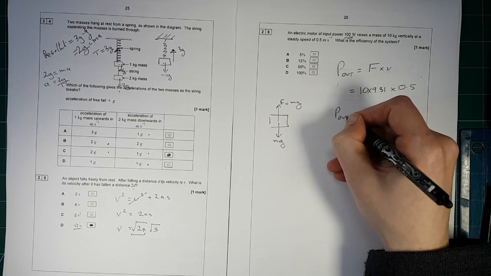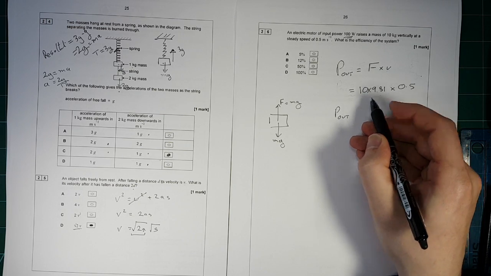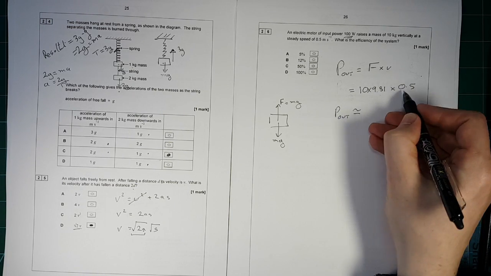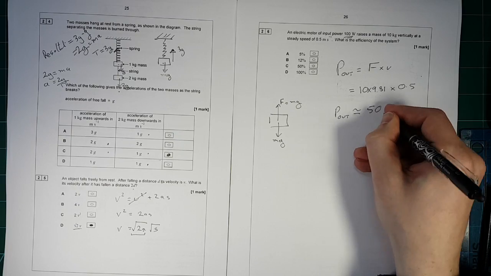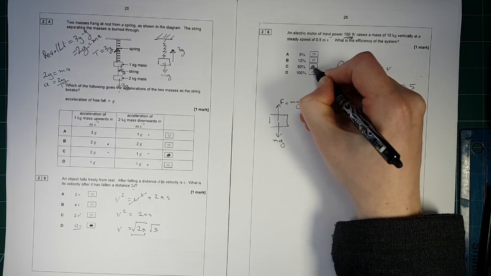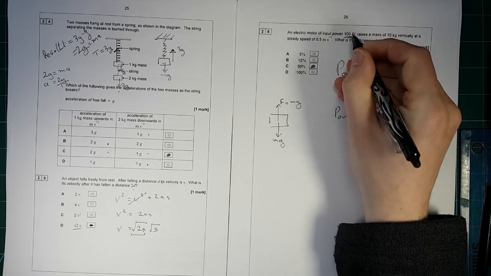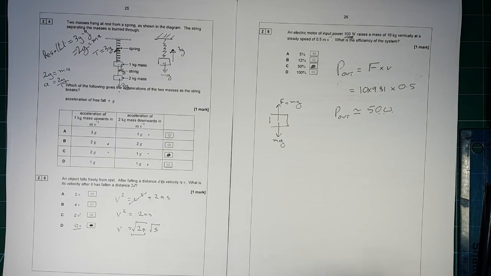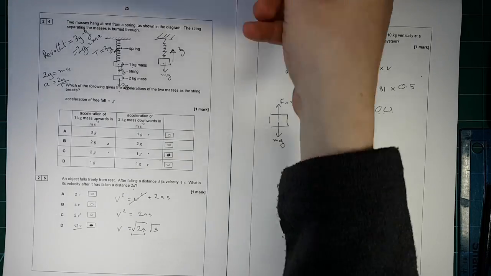So the power out, well, that's about 10 times 10, so that's 100 times by a half is 50. So power out is 50 watts, power in is 100 watts, so that's 50% efficient. So that number divided by that number. So that's question 26. 27.